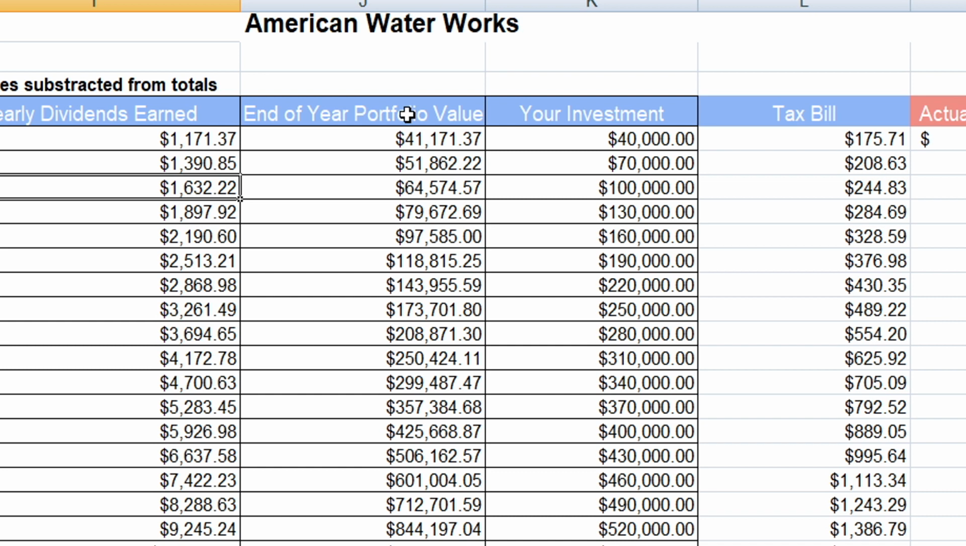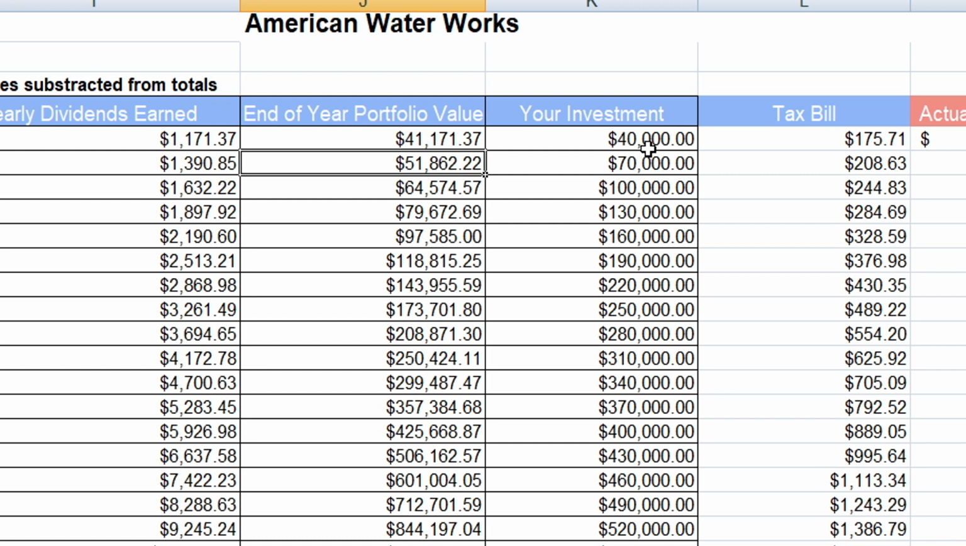In column J, you have the end of the year portfolio value. So this is like the total. Column J is basically the fair market value of your portfolio. All the dividends, all the growth from appreciation is the total. If you sold it, this is how much you would get from year to year if you sold off all of your investments. That's how much cash you would have available to you.